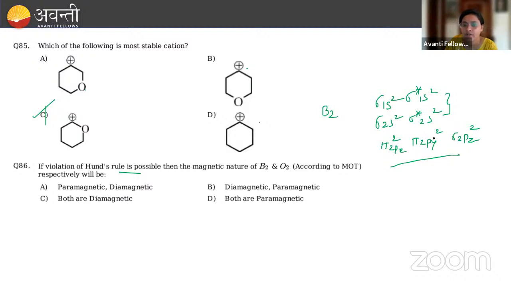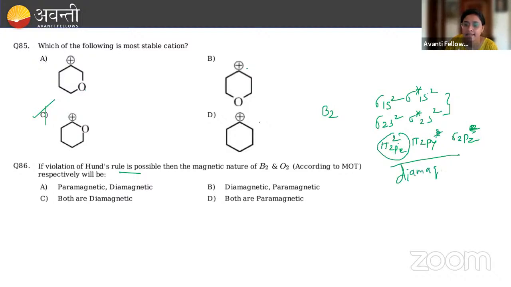Yes, here the magnetism will be diamagnetic. Boron will be diamagnetic because all electrons are paired, right? Any doubt? Boron, 10 electrons, right? 1, 2, 3, 4, 5, 6, 7, 8, 9, 10. Okay, 2 electrons. So all the electrons are paired, so that's why this is diamagnetic.